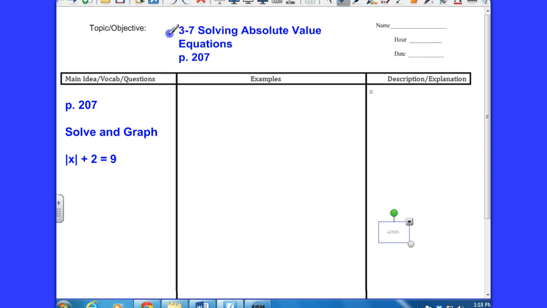So if you have not written down the topic, please do that. You should have in front of you the template for notes. Also put your name on your paper and you'll be ready to go if you do that. And get the date on there as well. Your first note that you need to have is in the main idea area over here. It also can be found on page 207. Solve and graph this strange looking problem, the absolute value of x plus 2 equals 9, and copy it in the work area in the middle.